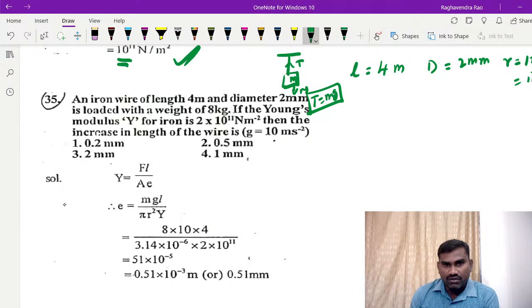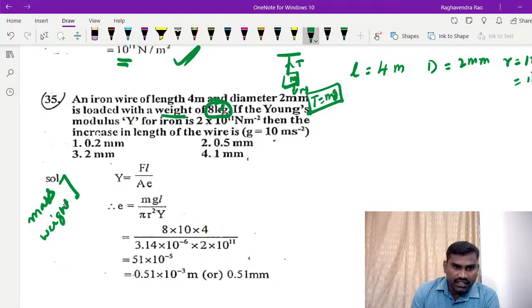Now 8 kg is given, that is, mass is given. They gave the term weight, but they gave 8 kg. So when we are taking the values of mass and weight, we need to look at the units. By considering the unit, we need to decide whether they gave mass or weight. In terminology, sometimes they will give mass and sometimes they will give weight.